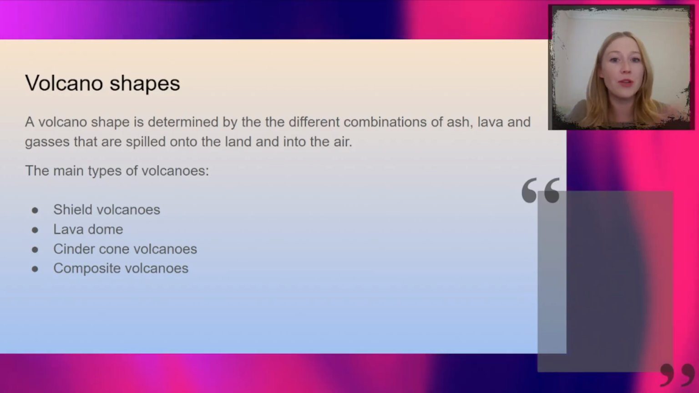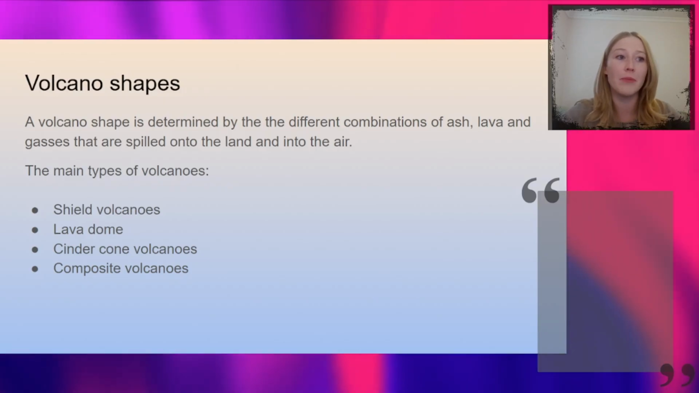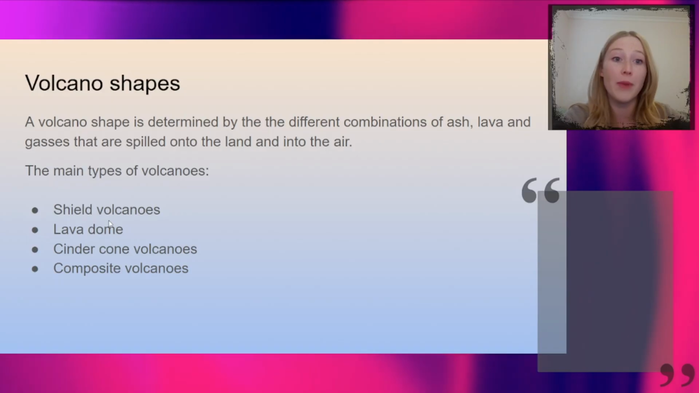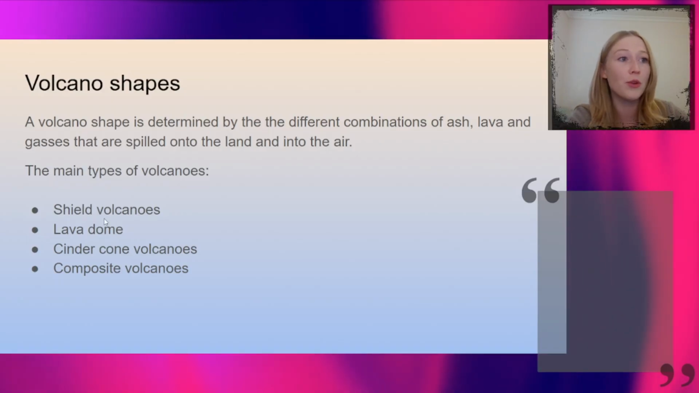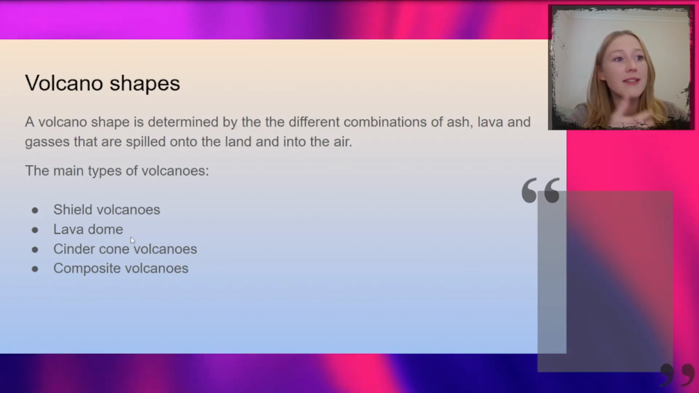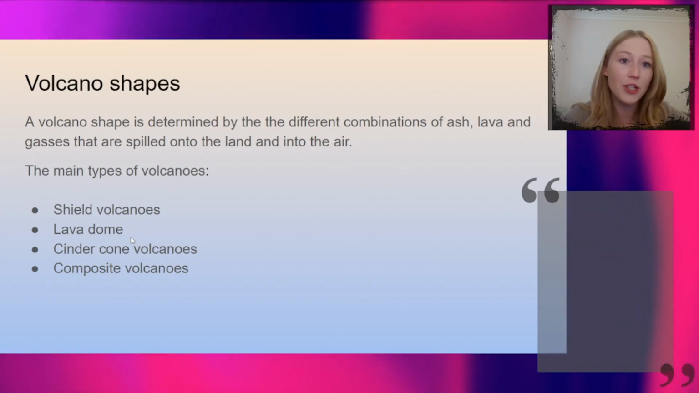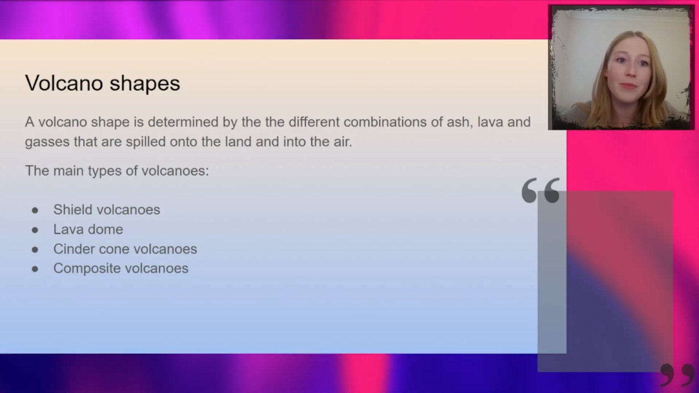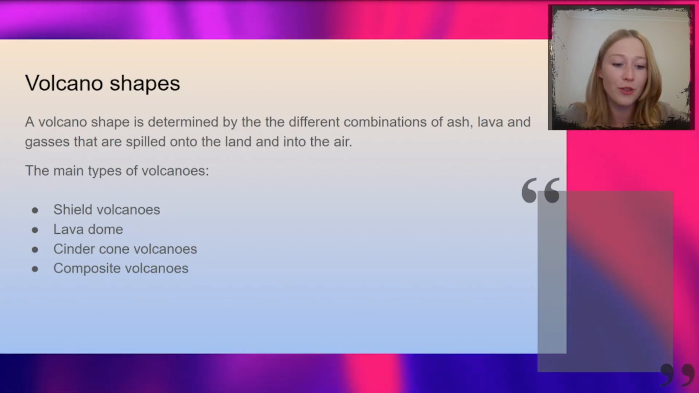Then we get to volcano shapes. Volcano shapes are generally formed by what is coming out of the volcano. We've got four main categories or four main shapes that I'm going to go through, and they all come down to, is it lava? Is it ash? Is it a combination? And how these things are projected when it erupts will influence how the volcano is formed.